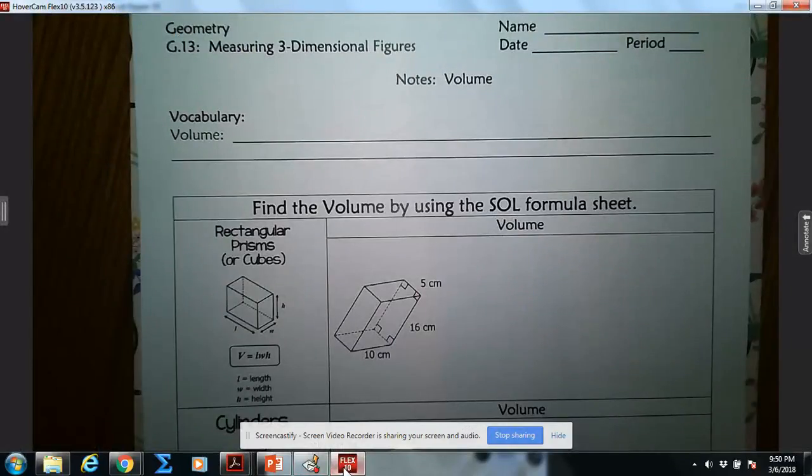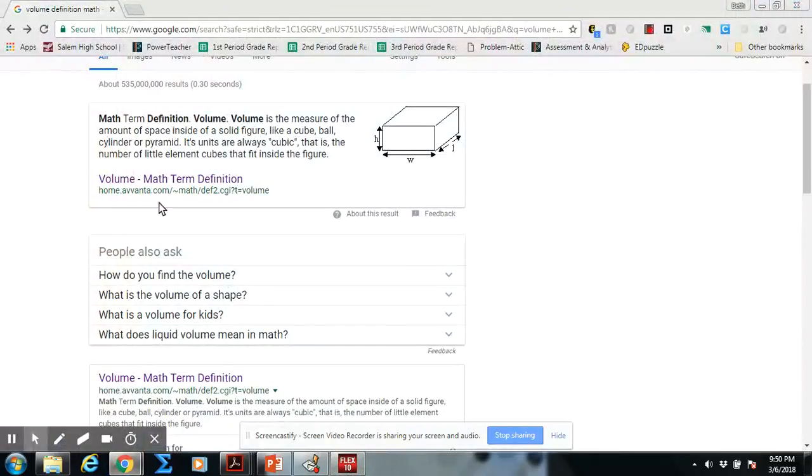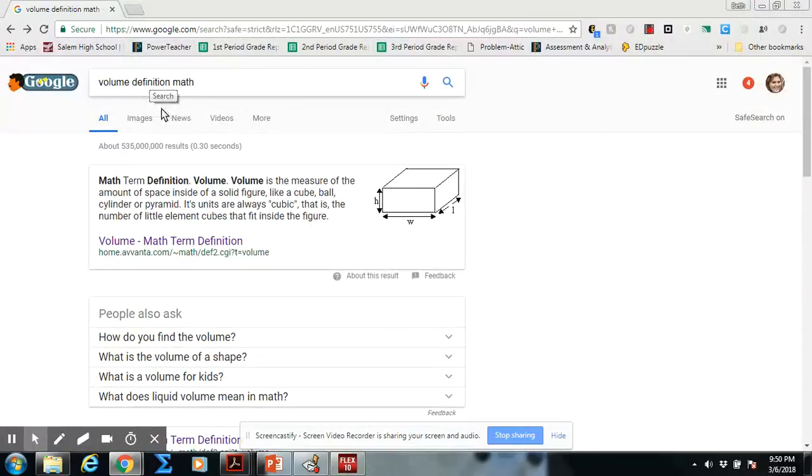Okay, first of all, make sure you understand what volume is. When you're asked for the volume of a figure, you're talking about how much space is inside the figure. A simple Google search, I just said, volume definition math. Volume is the measure of the amount of space inside of a solid figure, like a cube or a ball or a cylinder or a pyramid. Its units are always cubic. That is the number of little cubes that fit inside the figure.